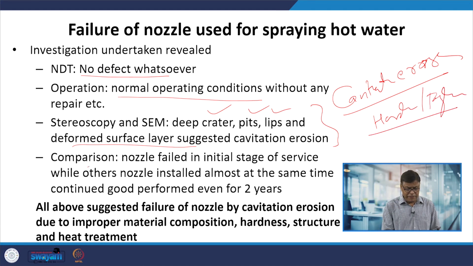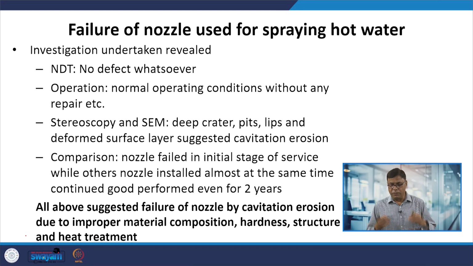So, a comparison of the nozzle that failed in the initial stages of service with the other nozzles installed almost at the same time, which continued to perform even for 2 years, suggested that there was something wrong with that nozzle. So, what was done? The investigation suggested that the percentage of carbon content in the steel is low, it was 0.2 instead of 0.45.